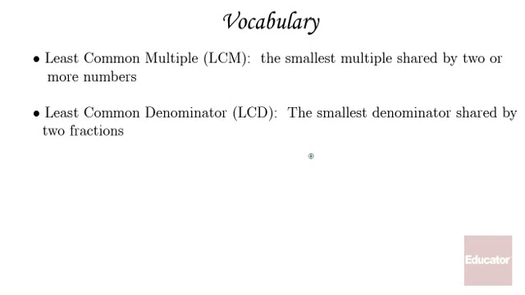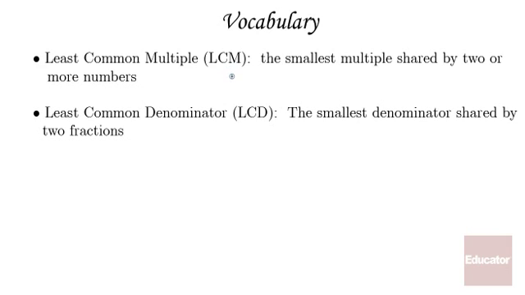Vocabulary for this lesson includes least common multiple. This means the smallest multiple shared by two or more numbers. And as you can see in the word multiple, it's numbers that you can multiply. It's numbers that you would multiply to become, versus the least common divisor, which are factors or dividing numbers.